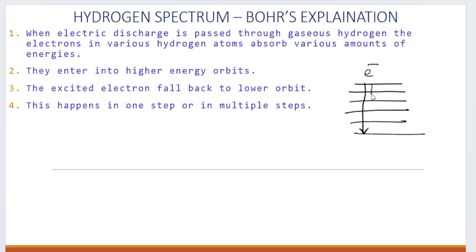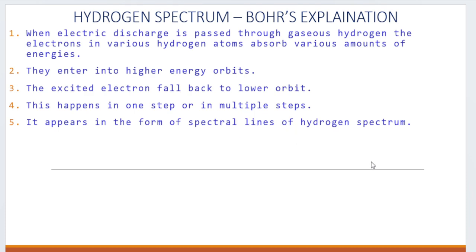The electron jumps from the higher energy level to the ground state energy level either in one step or in several steps, or multiple steps, and it appears in the form of line spectra in the hydrogen atom. The electron jumps from the higher energy level directly to a lower energy level, and this leads to the formation of line spectra.